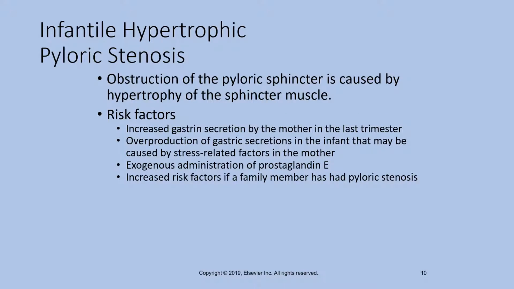Infantile hypertrophic pyloric stenosis. The pylorus is the valve between the stomach and the duodenum, and so if that fails to open, then the poor child is going to have a hypertrophic sphincter. Risk factors include gastric secretion by the mother in the late trimester. Overproduction of gastric secretion may be caused by stress-related factors in the mother, and then exogenous aspirations. There is also increased risk if family members have pyloric stenosis.